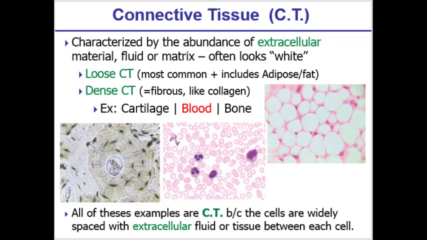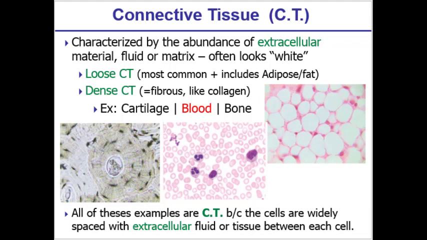But all of these are examples of CT because the cells are widely spaced with extracellular fluid or tissue in between each of them. And blood does qualify because you have a cellular portion and also the fluid plasma that contains a lot of proteins and all kinds of different dissolved molecules.